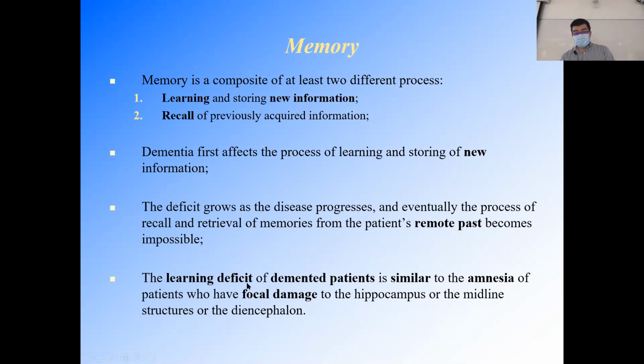So the learning deficit of those patients is similar to amnesia caused by focal damage to the hippocampus or the diencephalon. Okay, so that means that for some reason there's a focal damage, in stroke or in other accidents, that causes the amnesia in those patients. Those are actually similar to those dementia patients as well. So that means that, correlated, there are actual changes in the structure in Alzheimer's disease that cause the effect.